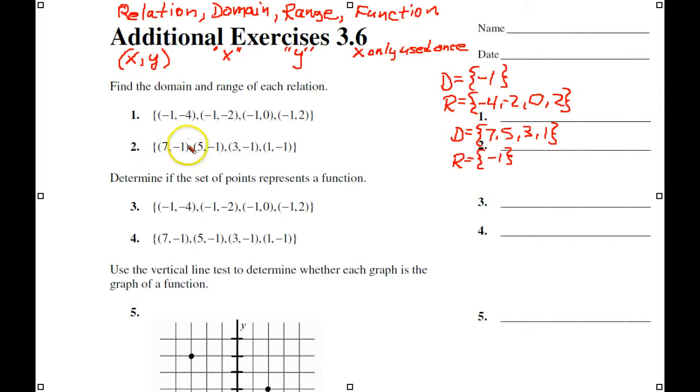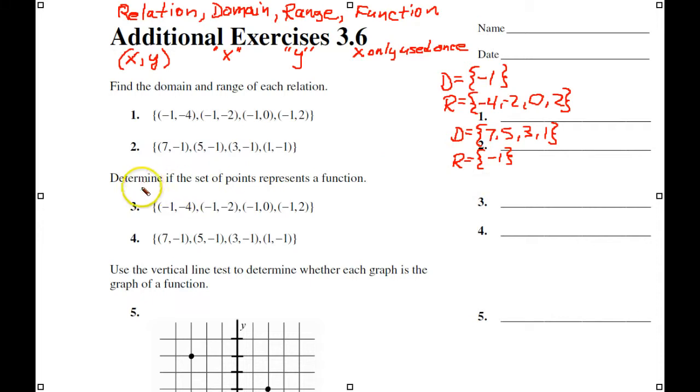Now for this next one, the domain is 7, 5, 3, 1. Now when we look at the range, we see they are repeated, so we only write it once.